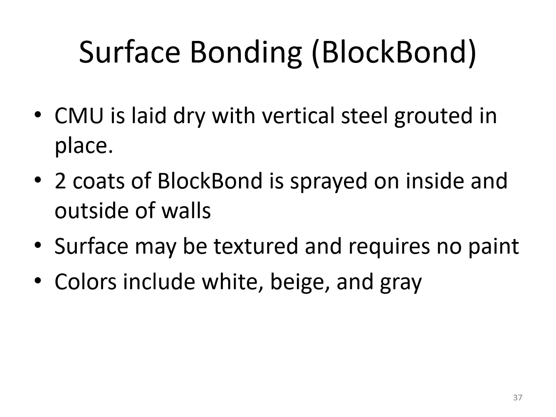So surface bonding, which is block bond, is where a CMU is laid dry with vertical steel grouted in place. So 2 coats of block bond is sprayed on inside and outside of walls, and the surface may be textured and requires no paint. And the colors include white, beige, and gray. Those are used for quick construction. The concrete masonry unit wall is already done, and then painted right away.